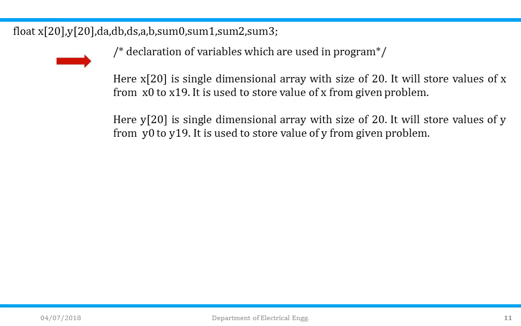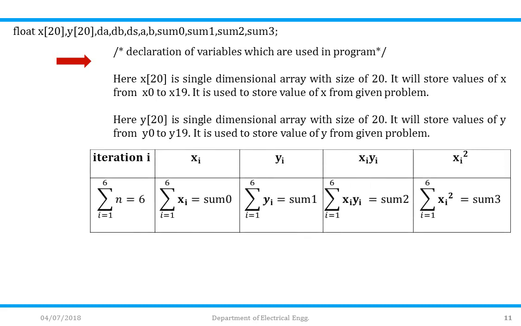Float x[20], y[20], dA, dB, ds, a, b, sum0, sum1, sum2 and sum3. Here, x[20] is a single dimensional array with a size of 20. It will store the values of x from x0 to x19. It is used to store the value of x from a given problem. y[20] is a single dimensional array with a size of 20. It will store values of y from y0 to y19. It is used to store the values of y from a given problem.